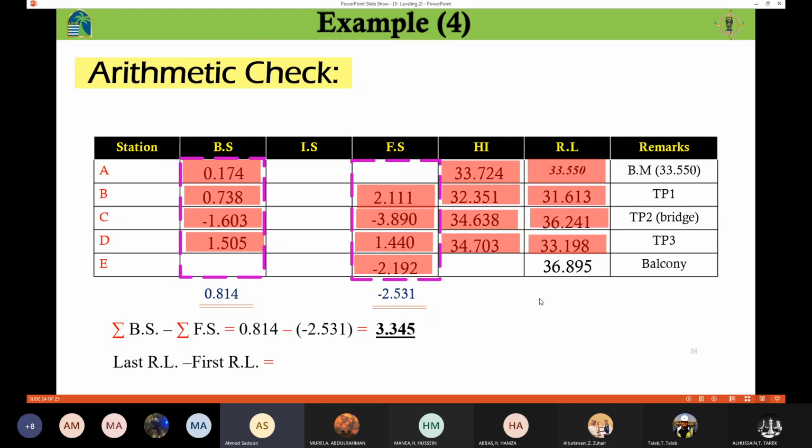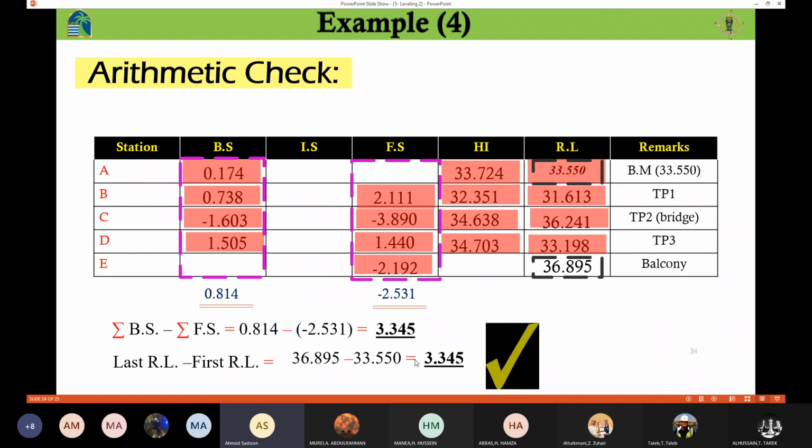And also I need to determine the last reduced level minus the first reduced level. This one minus that one came out to be exactly the same as the difference in the summation of the backsight and the foresight, which means that my calculations are correct. So I'm going to stop here regarding this example.